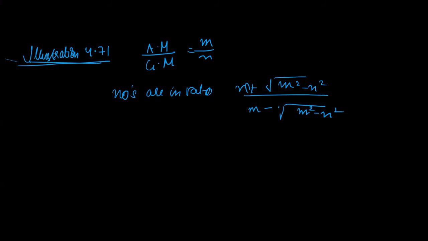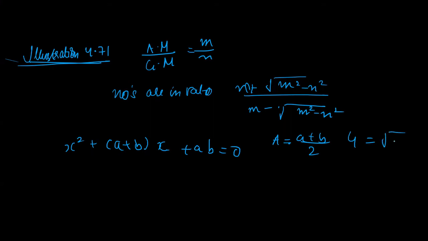So first let's assume these two numbers are A and B. We are starting with the question as A and B. So our equation will be x square minus (a plus b)x plus ab is equal to 0. And my A is arithmetic mean, (a plus b) by 2, and G is root AB. So from here I get a plus b as 2 into A, and G square as ab. I substitute in this equation.